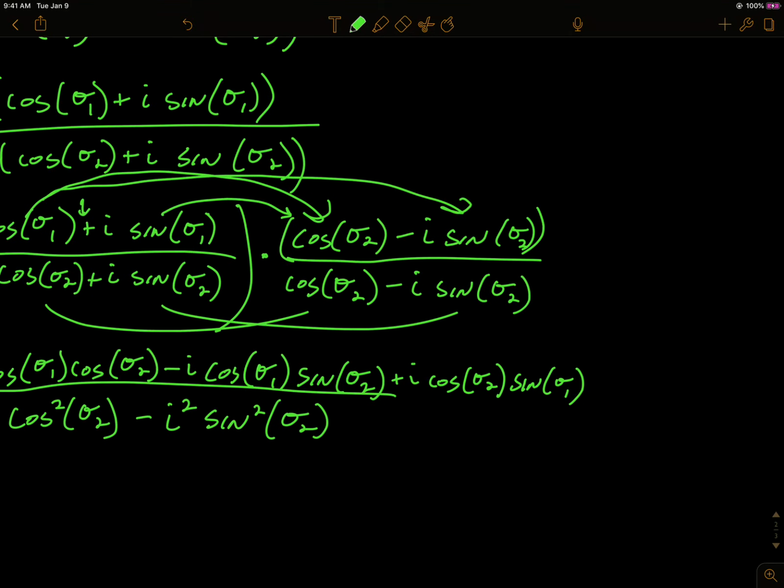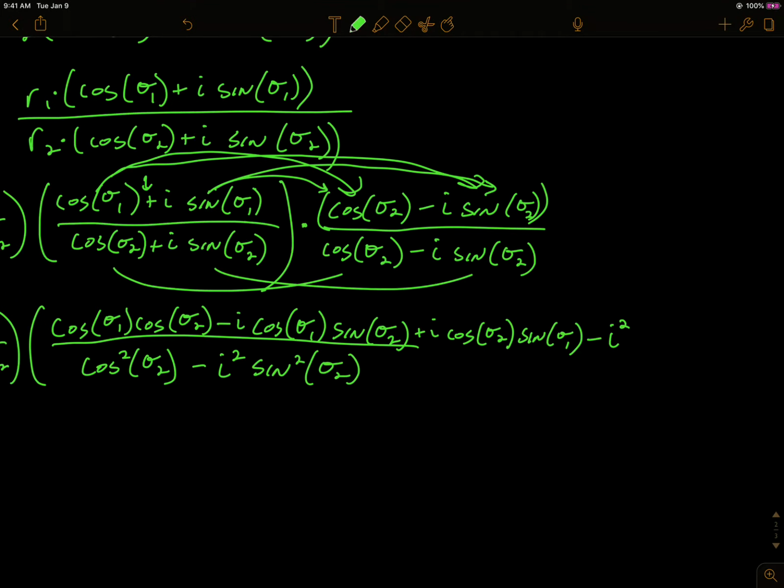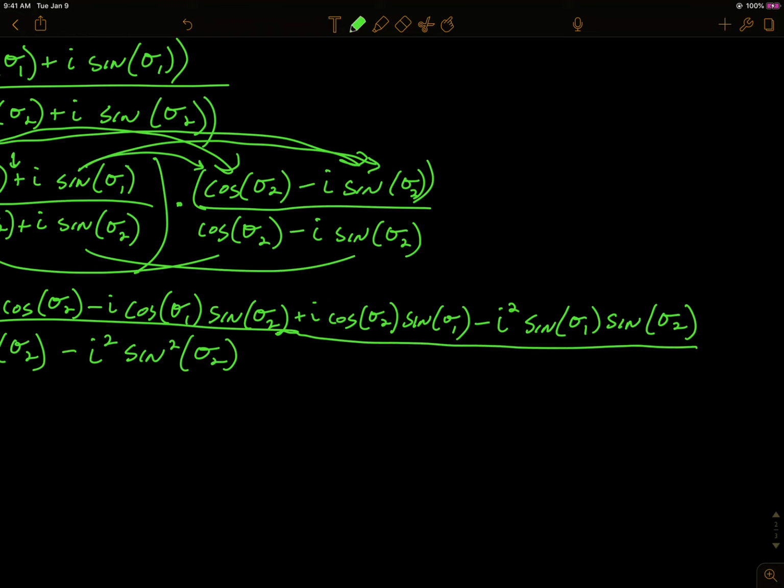And then this last one here times the last one there. So then I go minus i squared times sine theta sub 1 times sine of theta sub 2. Gotta extend this fraction bar a little bit here.